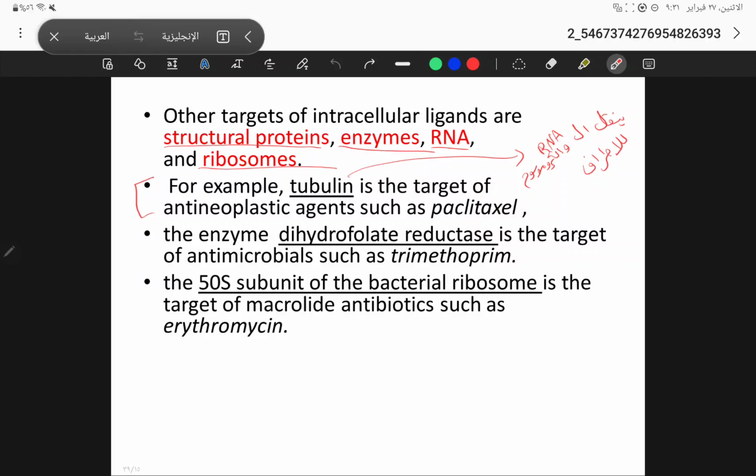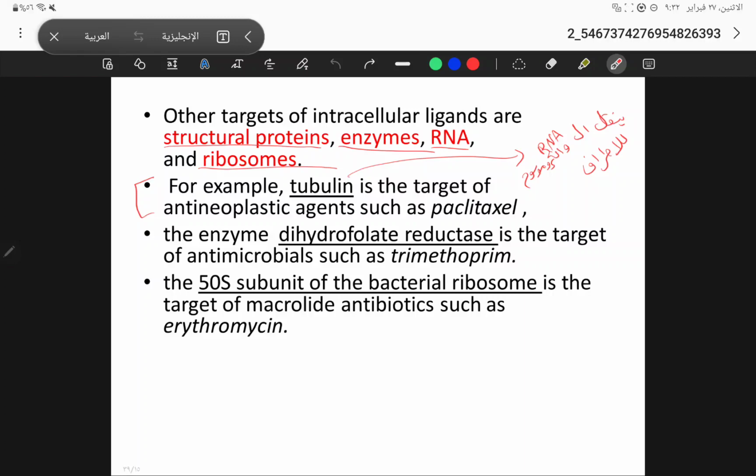وين موجود؟ موجود داخل الخلية. فهنا التارجت مالتي inside the cell dihydrofolate reductase. ما عندي ريسبتر هالحالة. اوكي؟ زين. Also antibacterial agent. راح ناخذها بعد المحاضرات الجاية.